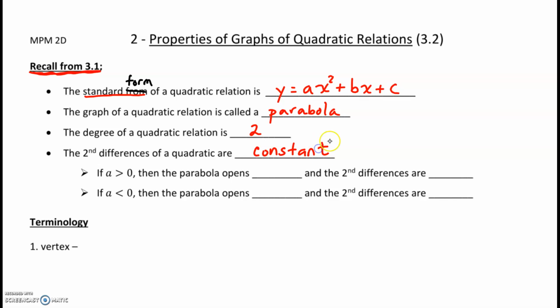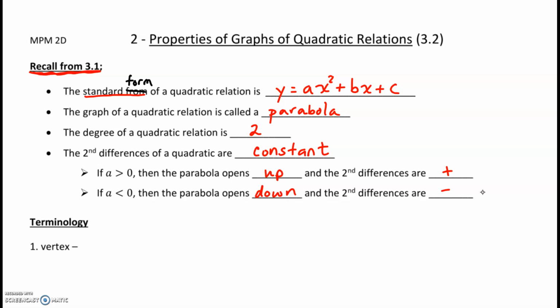And we discovered in our last lesson that if a is greater than 0, which means a is positive, then the parabola opens up, and the second differences are going to be positive. If a is less than 0, or a is a negative value, then the parabola opens down, and the second differences are negative.